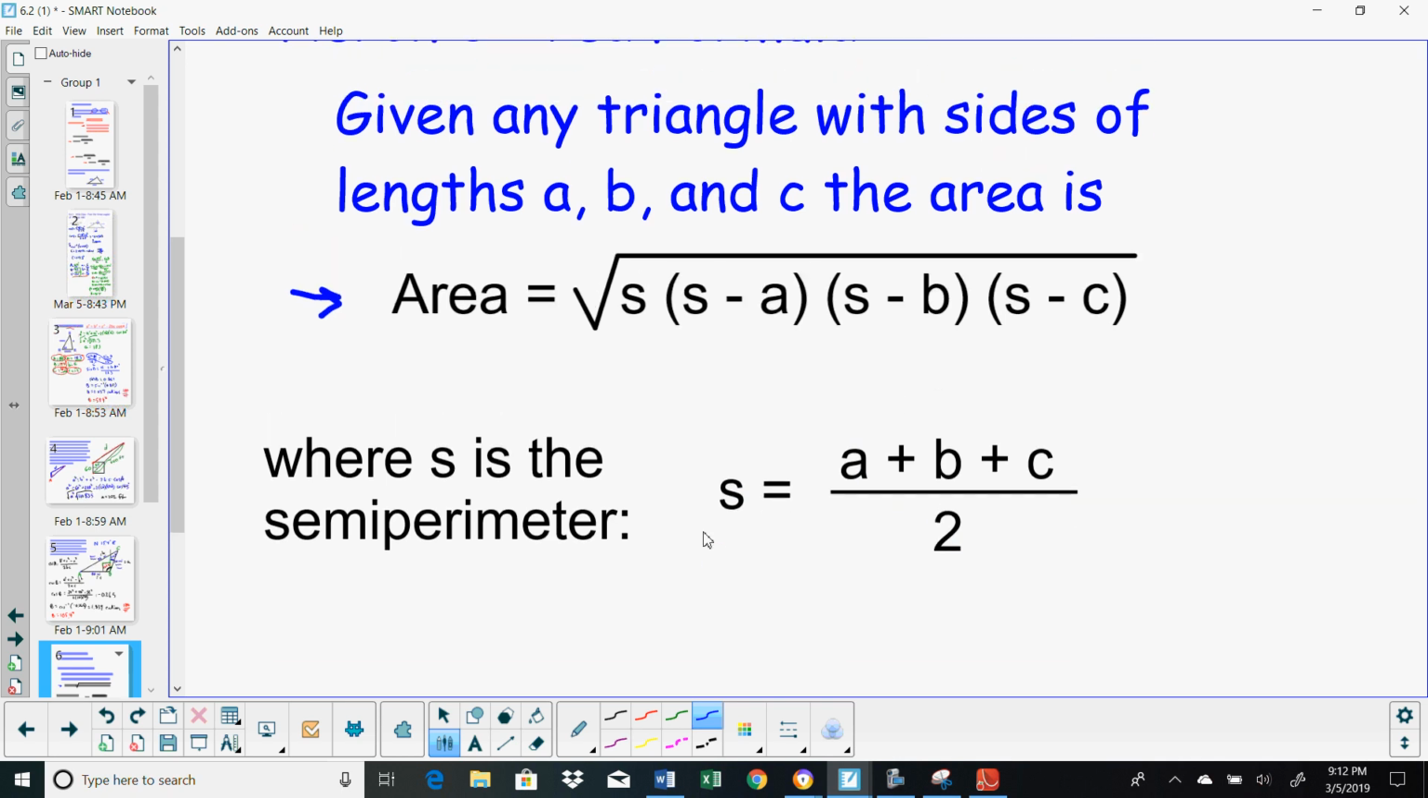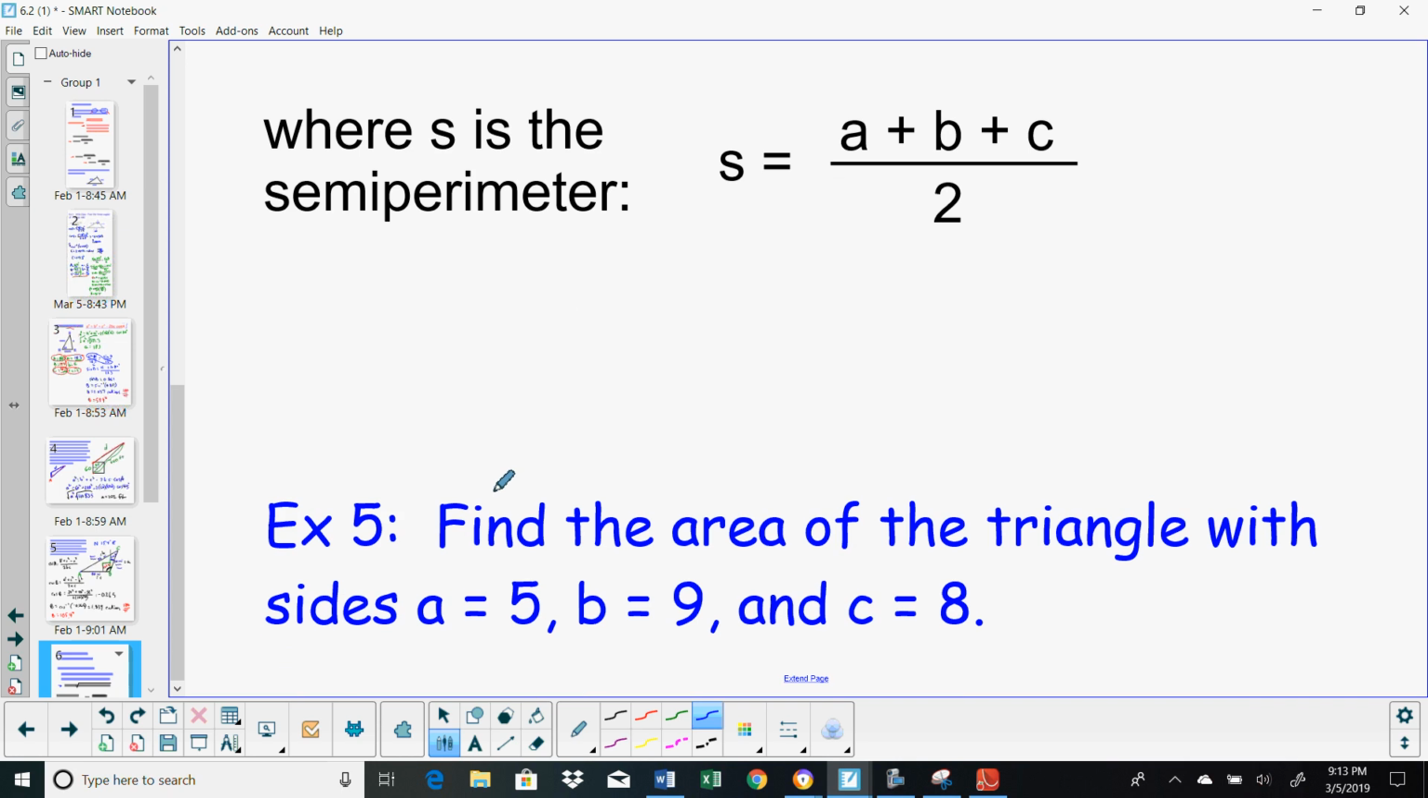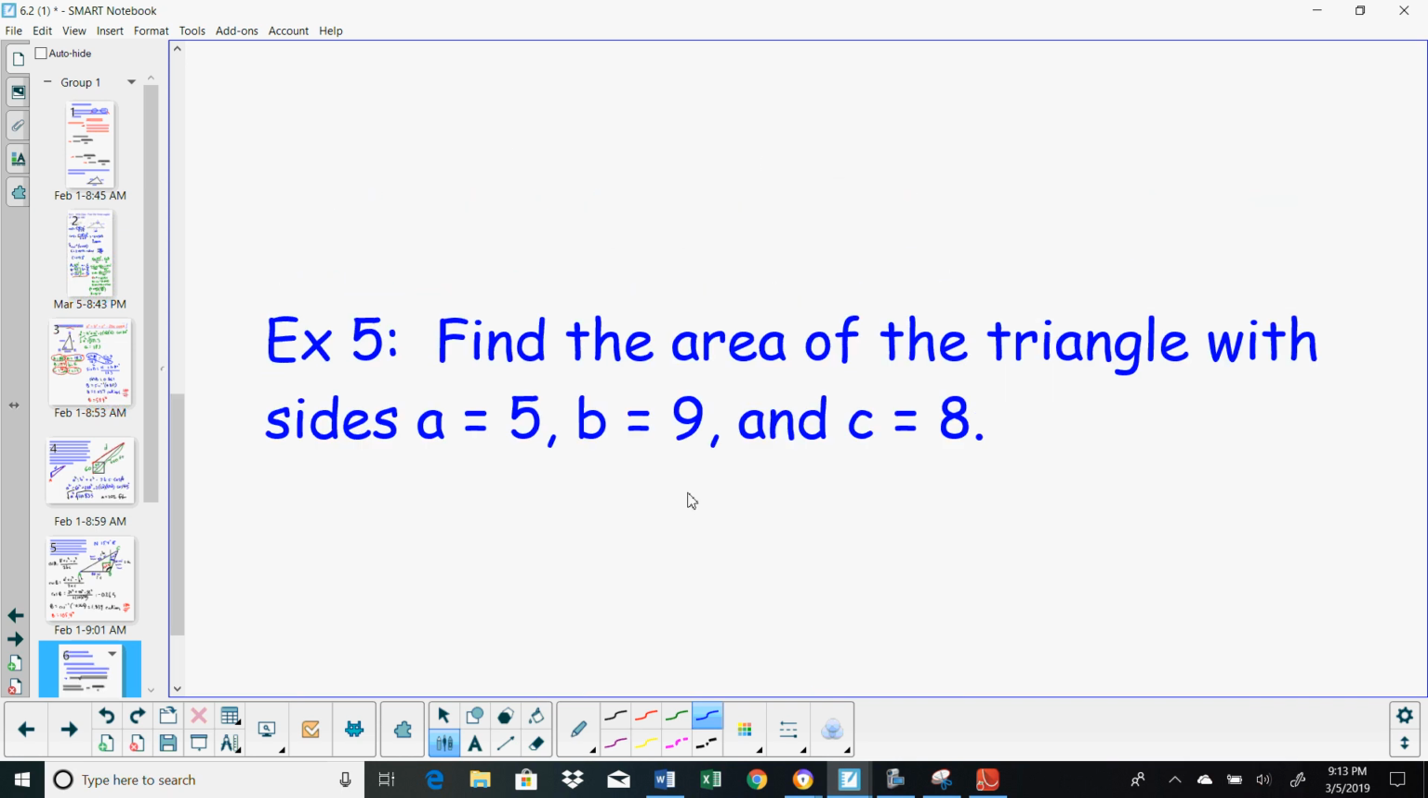So this is a great, nice, easy formula. Thank you, Heron, whoever you are. The reason it's so nice is because it's just a quick formula. You just plug in the side lengths A, B, and C. After calculating the semi-perimeter, you plug that in for S. So let's give this a whirl, shall we? We're going to try this last example.